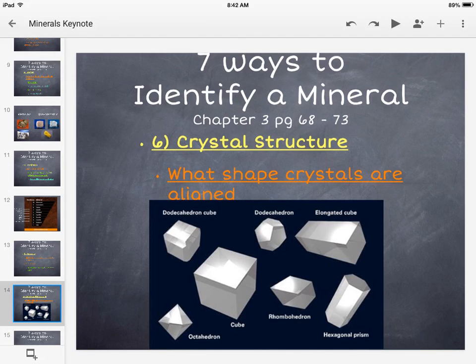Next, crystal structure. This is going back to what we talked about, how the molecules are lined up and the elements are lined up in the mineral itself. You'll see some minerals have crystals, like for example quartz has a very nice hexagonal prism that you can see when it's in crystal form. And other ones you can see different geometrical shapes, so that could be a way that you can identify it.